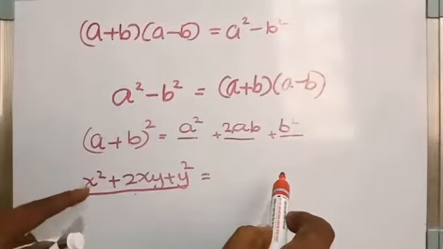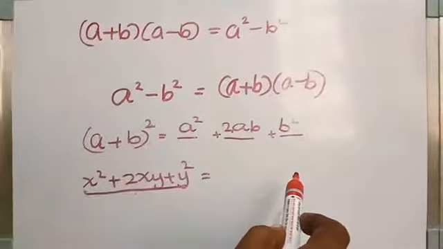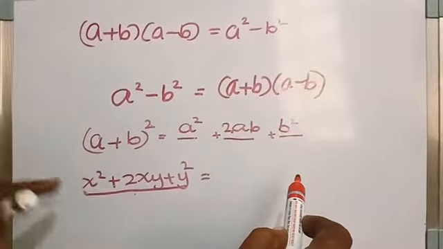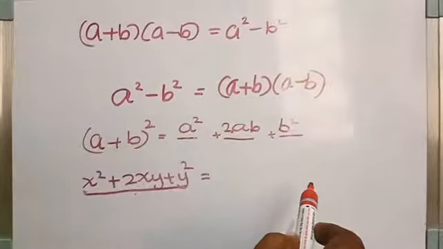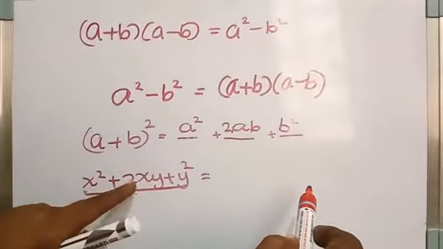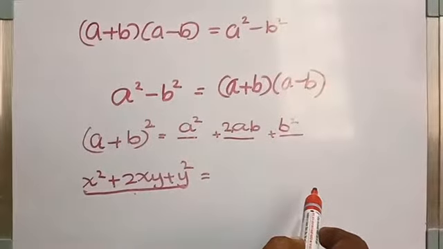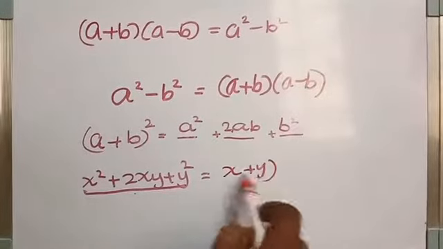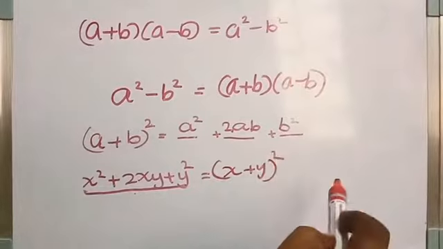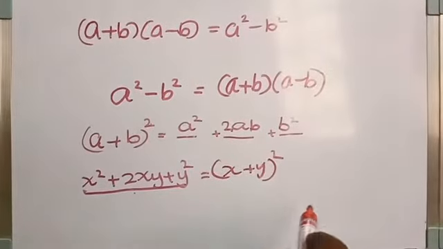How many terms are there? 1, 2, 3 terms are there. And the first term and the last term are squares. And the middle term is 2xy, a multiple of 2. So you must be able to say that this is x plus y the whole square. That means you must be able to say the formula in both ways.